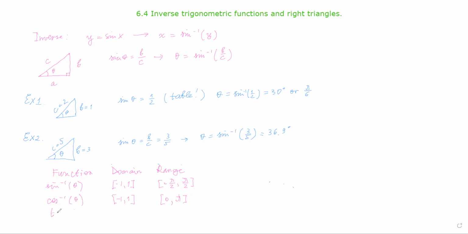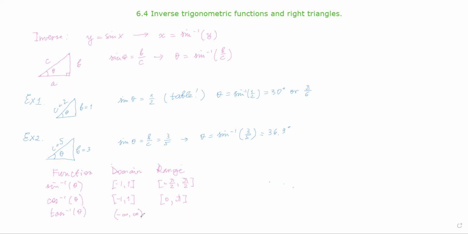What about tangent inverse? What are the possible values tangent returns? Well, tangent, we remember, can return values from negative infinity to positive infinity. So tangent inverse is going to have the domain from negative infinity to positive infinity. I should write down round brackets. Sorry, accidentally was using the wrong brackets, because infinity is not included.